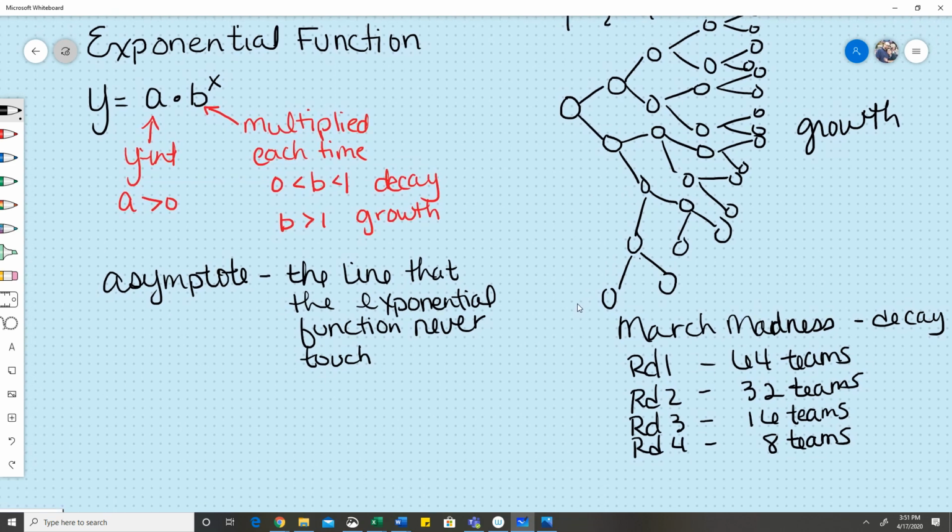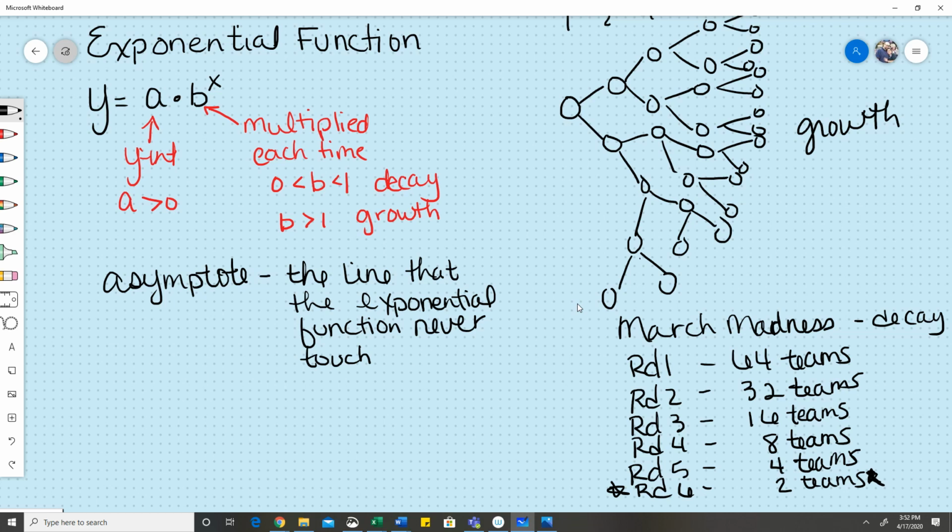And as we go to round 5, now we're in the final 4 there. See how quickly we went in 5 rounds. We went from 64 teams to now we're 4 teams. Round 6 is the championship. And the winner of round 6 is the NCAA champion for the year. Okay, that's an example of exponential decay.